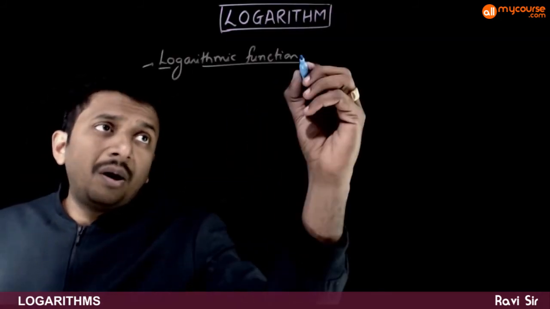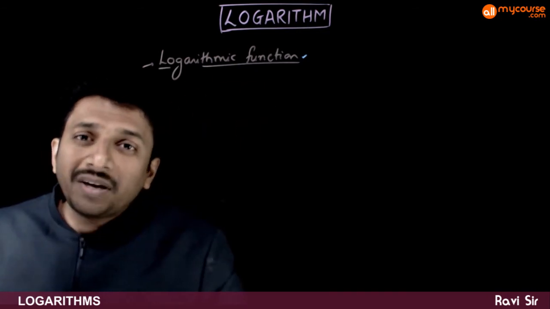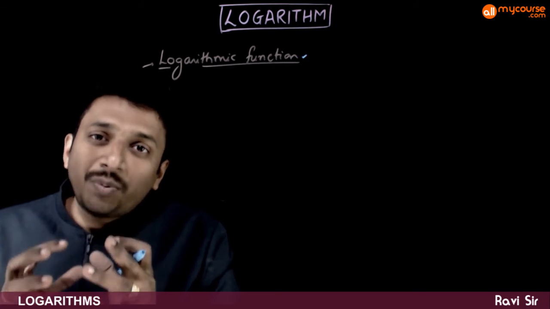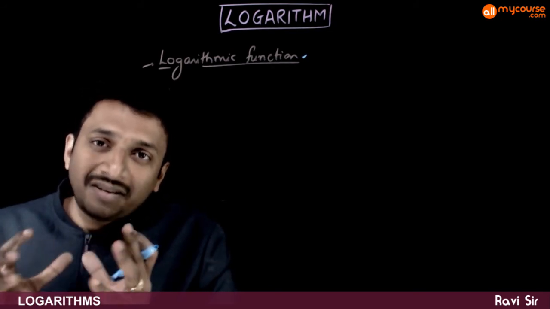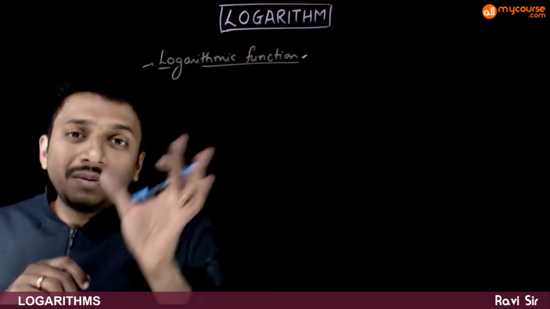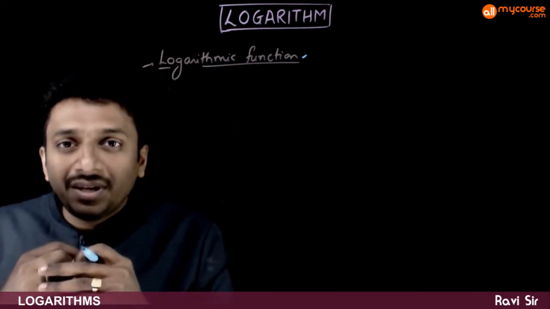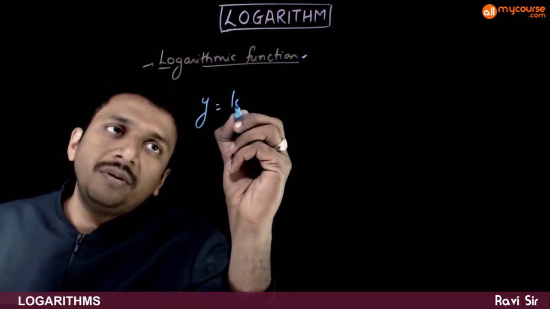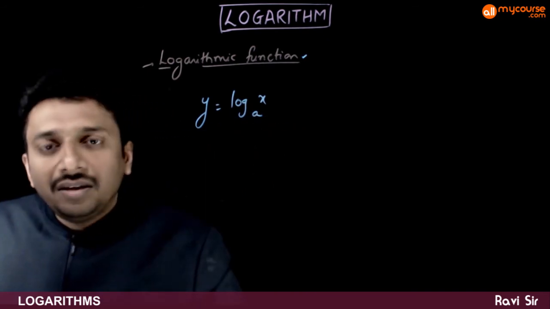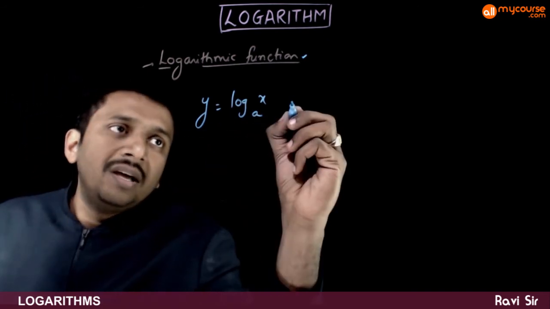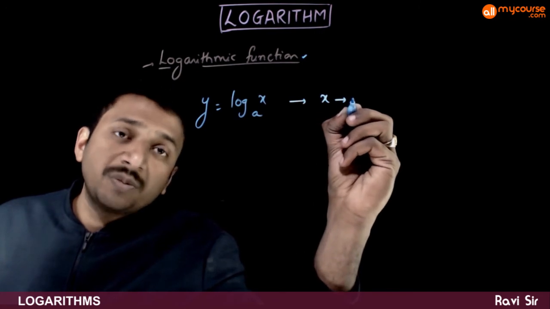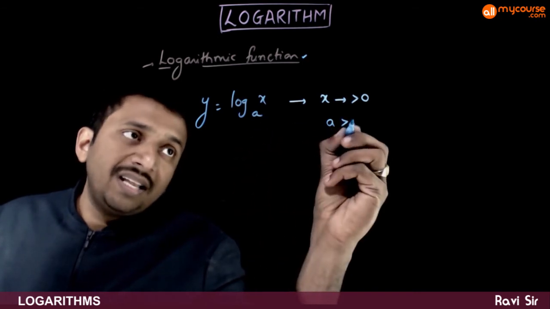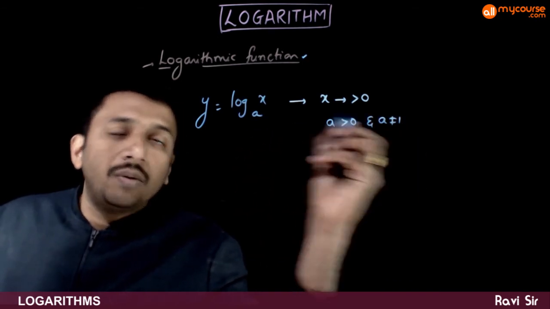The last topic of logarithms is the logarithmic function. This is the topic that you get in 11th class. Till now, whatever we have studied, you're supposed to know in your classes till your 10th class, and this logarithmic function is introduced to you in the 11th class. So what is the logarithmic function? The function y is equal to log x to the base a is called the logarithmic function. In this function, x is always positive, that is x is always greater than 0, and the base is greater than 0 and the base is not equal to 1.